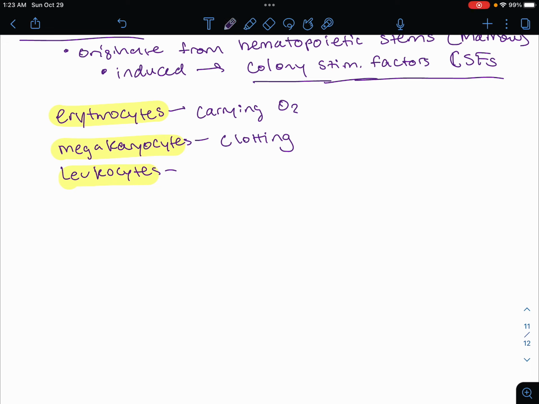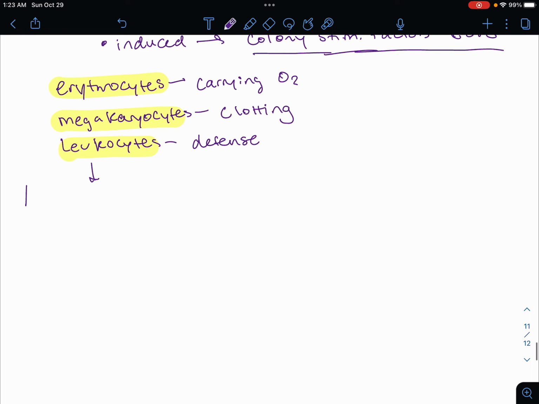Which are going to be important in defense. And then from the leukocytes, we actually have a ton of categories, which we'll be going over in a little bit. The first category in the leukocytes would be the granulocytes. And these are going to have cytoplasmic granules, hence their name. They're going to come from the common myeloid progenitor, and then from a myeloblast.